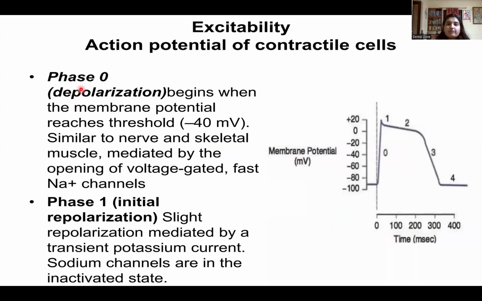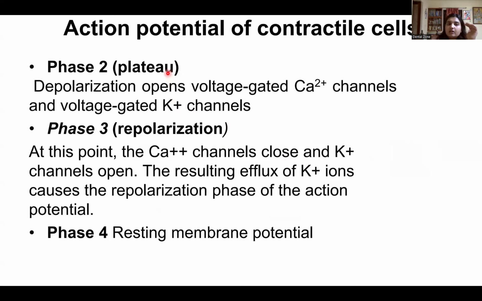Okay, so phase 0 is the depolarization stage. It will generally go above minus 40. It is similar to nerve and skeletal muscle, but it is mediated by the opening of voltage gated fast sodium channels. Now phase 1 is the initial repolarization stage. What will be phase 2? Phase 2 is the plateau stage. In that plateau stage, depolarization will open voltage gated calcium channels and voltage gated sodium channels, and potassium channels will also open up, right? Phase 3 is repolarization and phase 4 is the resting membrane.